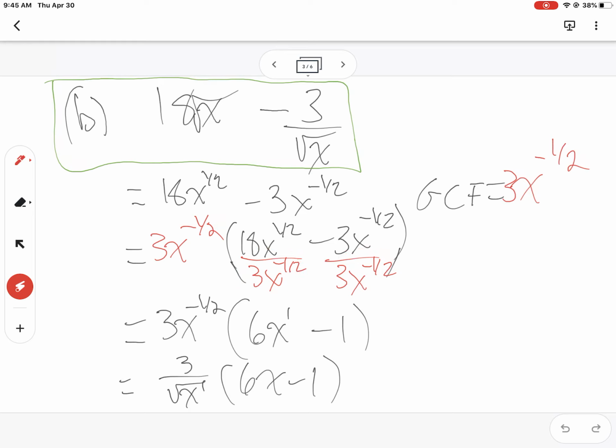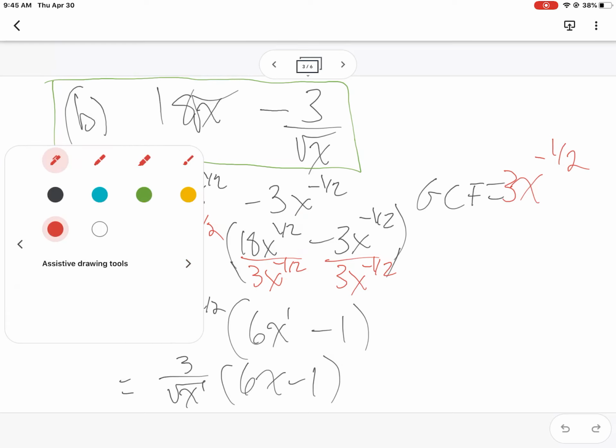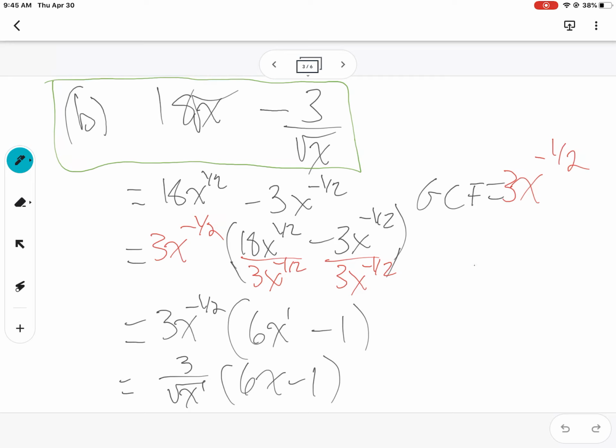Okay? And you'll notice something interesting here. This is 1/2, that's negative 1/2. So think about that for a second. You have to subtract the exponents, right? 1/2 minus negative 1/2. Well, that's just 1/2 plus 1/2, right? Which is 1.